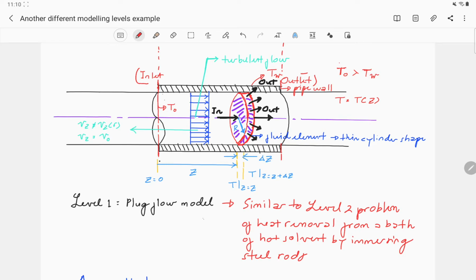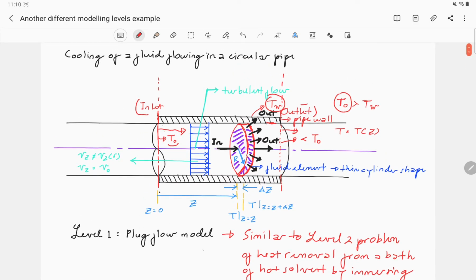has a temperature of T0, and this T0 is higher than the temperature of the wall. As the fluid flows from the inlet to the outlet, there will be heat transfer between the fluid and the pipe wall that makes the fluid become colder. So we expect that the fluid at this position will have a temperature lower than T0. This is why it's called cooling of a fluid flowing in a circular pipe.